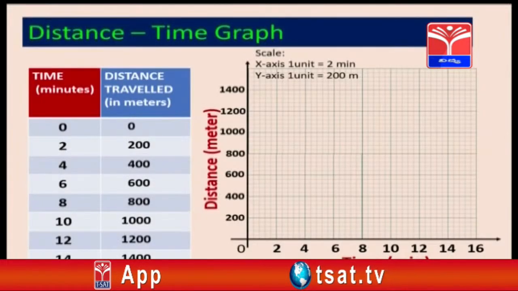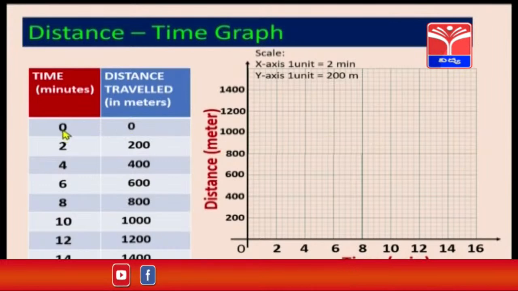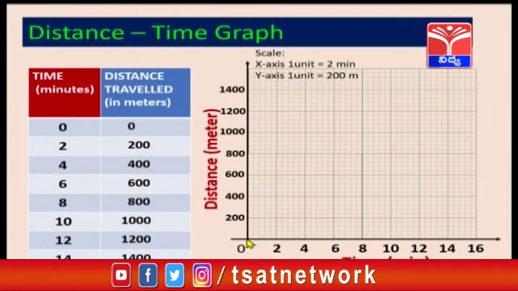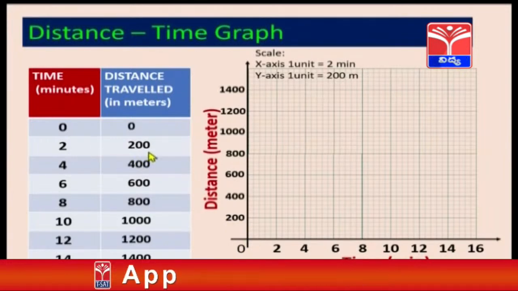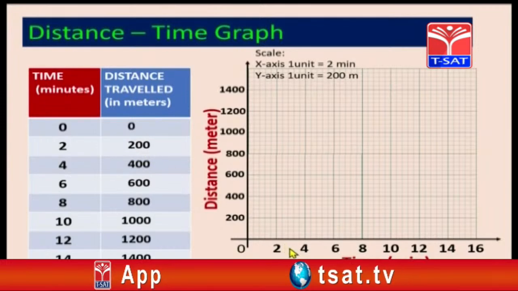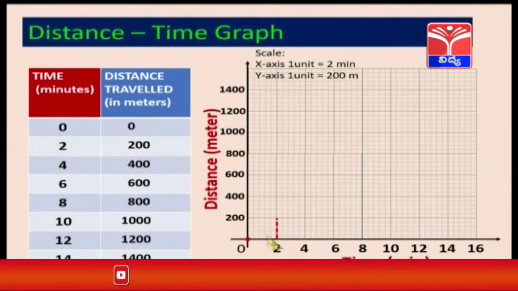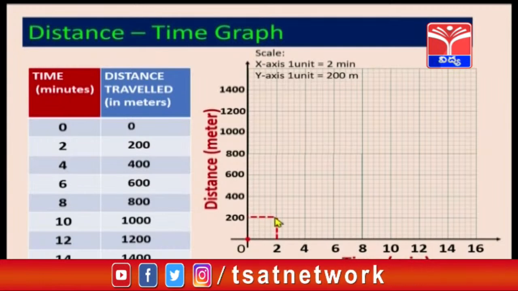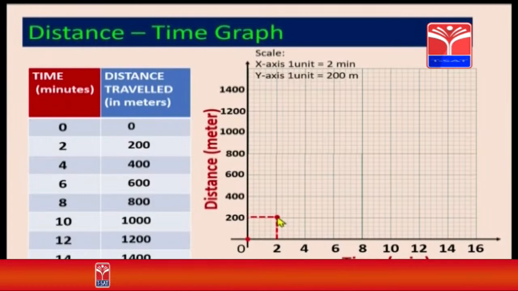Observe here the table. For time value 0 we get distance 0, means it is here. And for 2 it is 200. For time equal to 2 minutes, the distance is 200 meters. So this is 2 and this is 200. At what point do they meet? Mark the point here. So this represents that after 2 minutes she covered the distance of 200 meters.